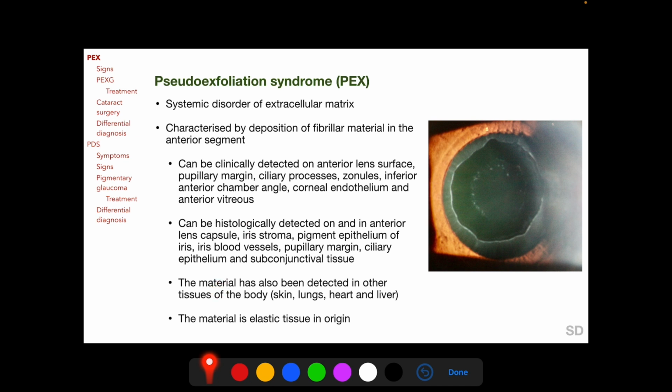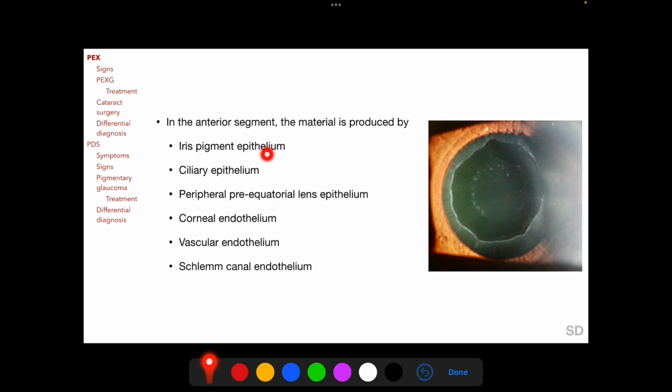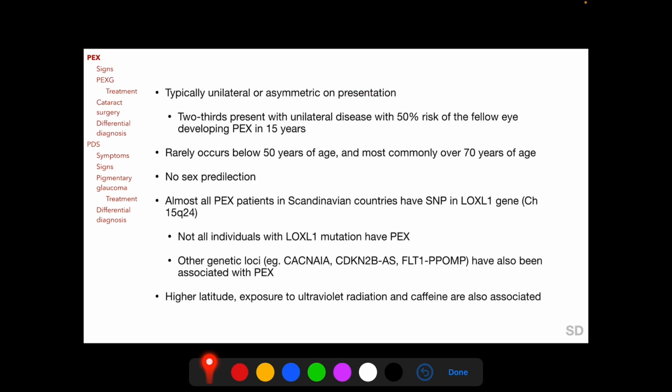The material has also been detected in non-ocular tissues such as skin, lungs, heart and liver, and this material is said to be elastic tissue in origin and produced by various epithelial and endothelial layers in the anterior segment. On presentation, pseudoexfoliation syndrome is typically unilateral or highly asymmetric between the two eyes. It rarely occurs below 50 years of age and most commonly occurs after 70 years of age. So it is basically a disease of elderly people.